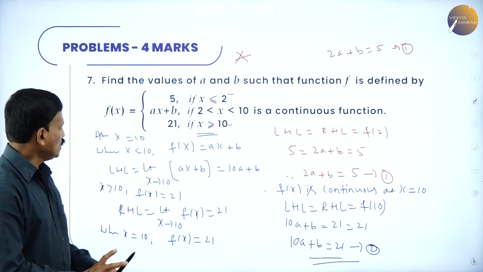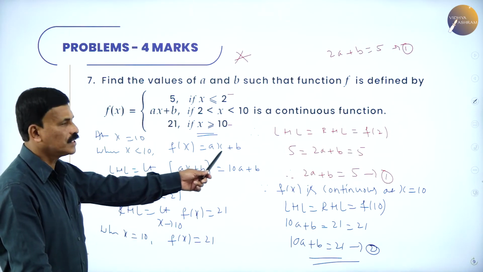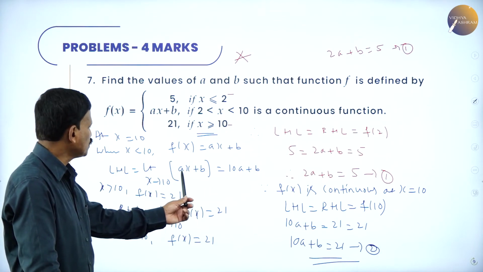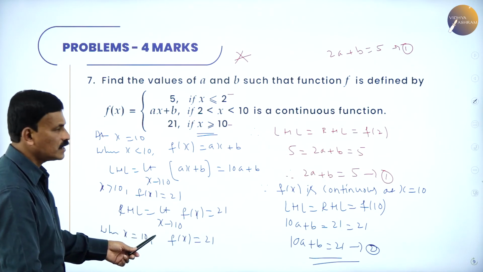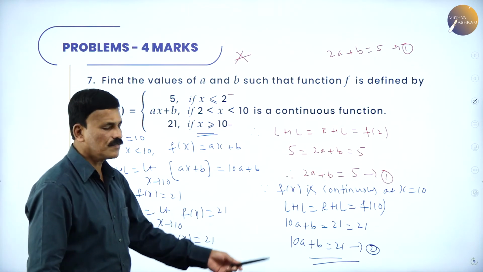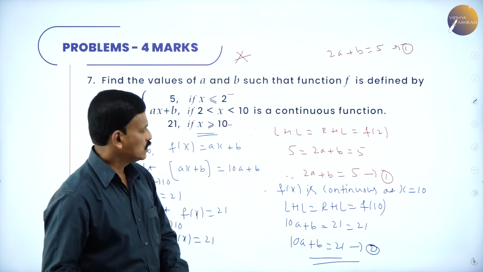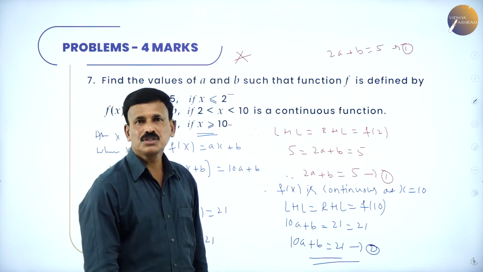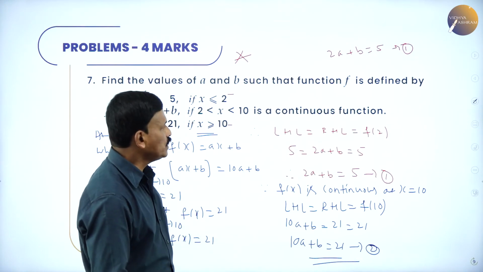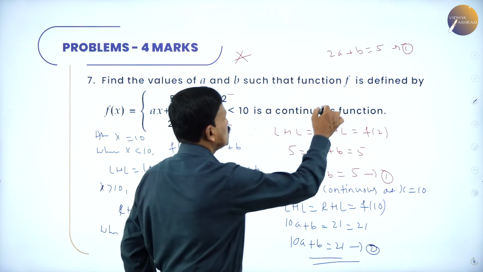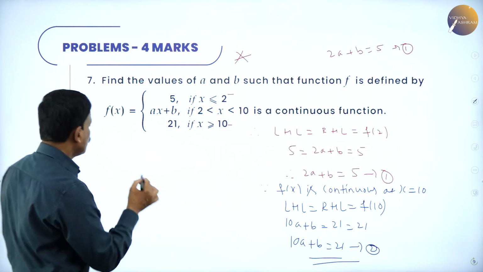Okay, see, when x is less than 10, f of x is ax plus b, therefore put x is equal to 10, 10a plus b, and the remaining two, the right hand limit and the functional value, are 21. Since f of x is continuous, therefore 10a plus b is equal to 21. Now solving equations number 1 and 2.